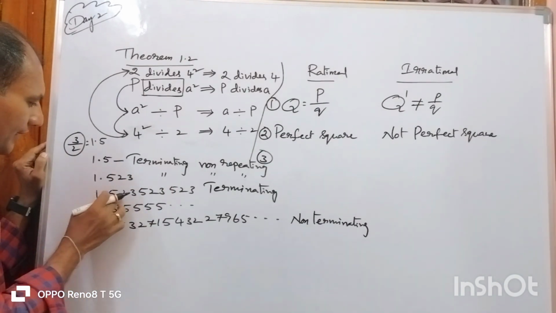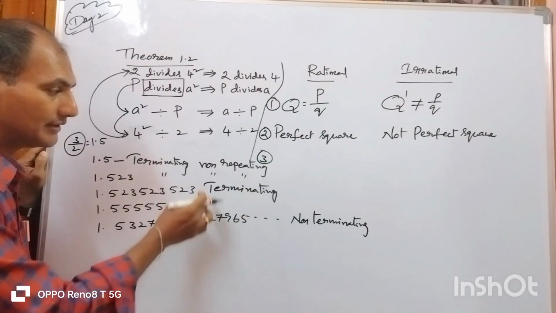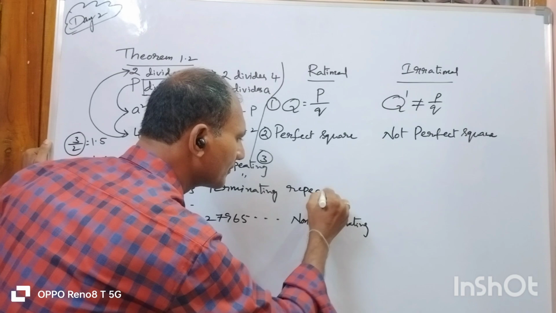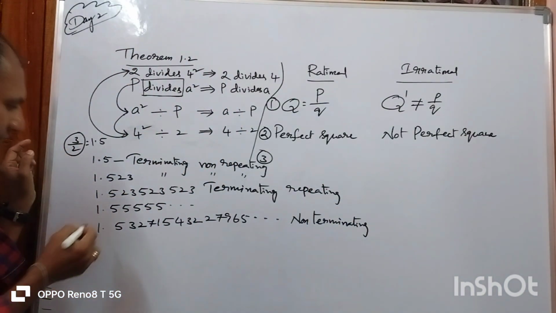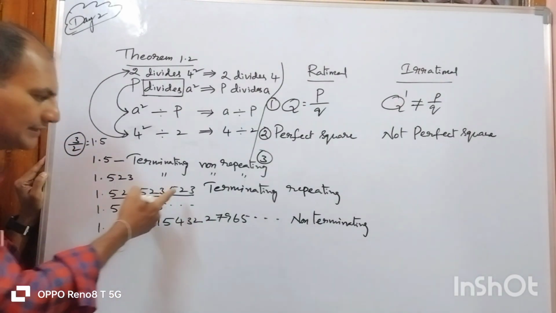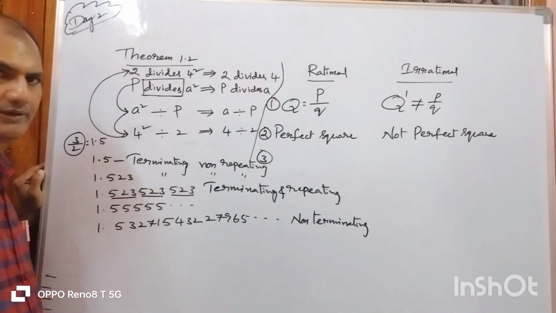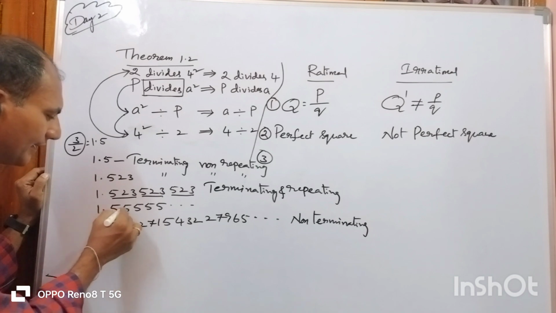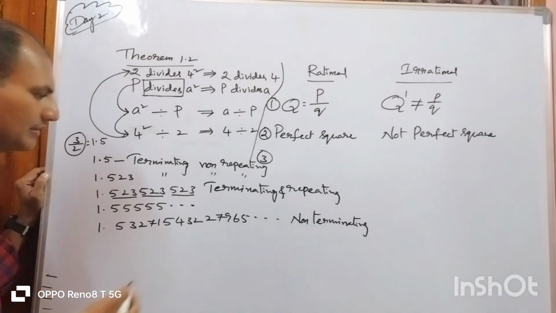Now see, 5, 2, 3, 5, 2, 3, 5, 2, 3. Is this terminating, and is it non-repeating or repeating? Repeating. Okay, this is repeating. But this is terminating. Terminating and repeating decimal. Now see this, 1.55555 and so on. Is it terminating? It's non-terminating.